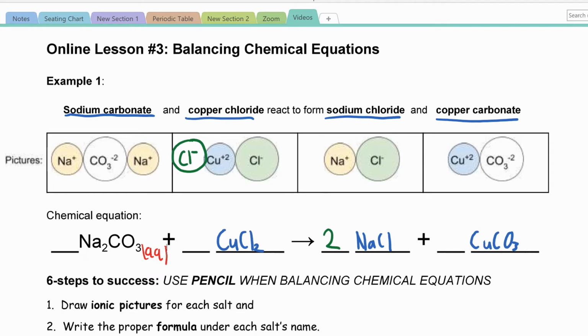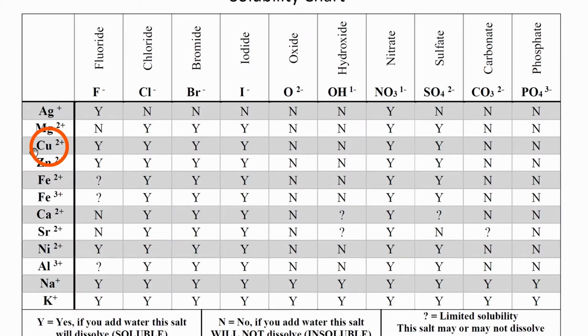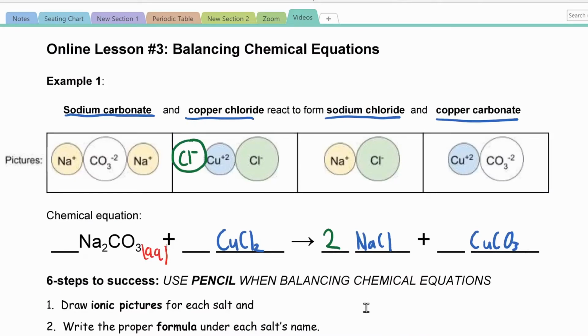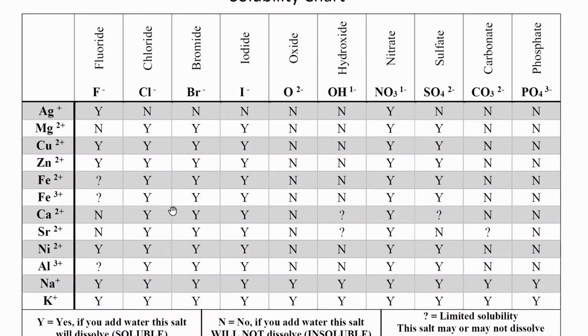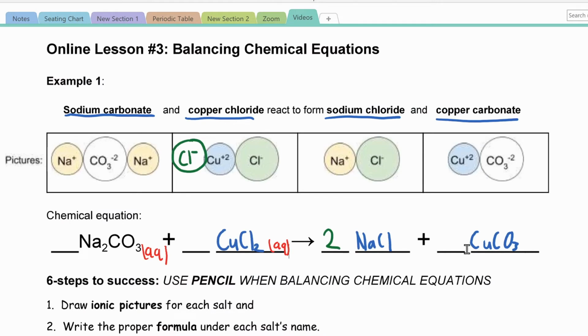Okay, next up is copper chloride. Copper is right here, chloride is right there, and there is a Y where they intersect, meaning that copper chloride is soluble in water. It dissolves in water, so the phase label is going to be aqueous, or AQ. Next up is sodium chloride. We should all be familiar with that. That's table salt. Sodium chloride is indeed soluble in water. It dissolves in water, so our phase is going to be AQ, for aqueous.